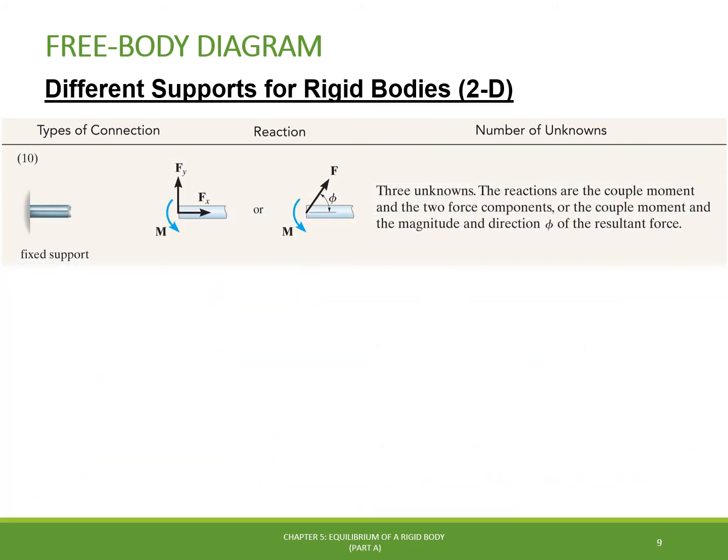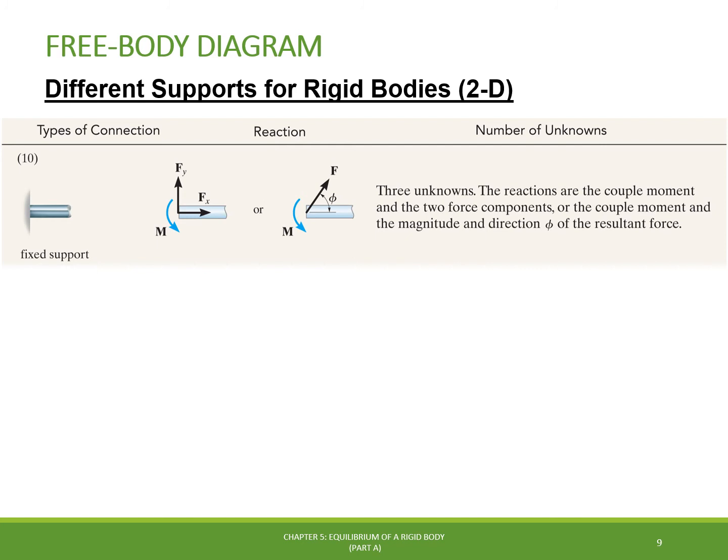And finally, we have the most restrictive type of connection, which is the fixed support. As we saw in slide number 5, this connection causes a couple moment reaction due to the rotation restriction and a vertical and horizontal force reactions due to the translation restriction, which can then be used to calculate the resultant reaction force and its direction angle phi.